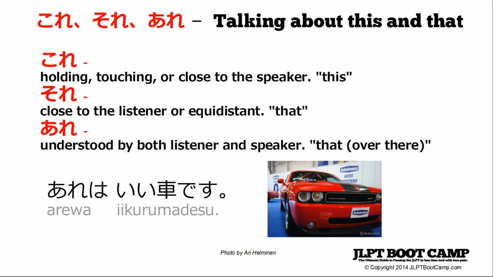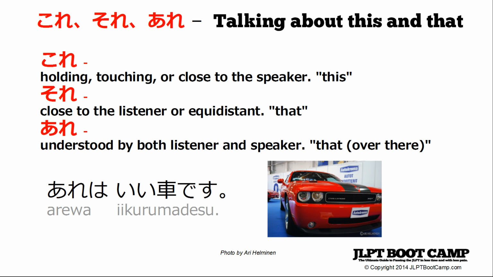So, for example, you could say this sentence, "Are wa ii kuruma desu." In this situation, maybe you're talking about something that you talked about before, so it's understood between the two of you that you're talking about this particular car, or you see the car from a good distance. Maybe you're walking toward it, but you're not very close to it. You could use are wa in this situation.